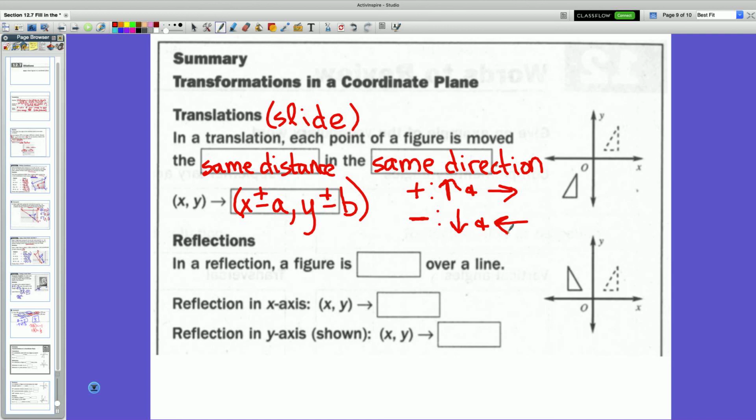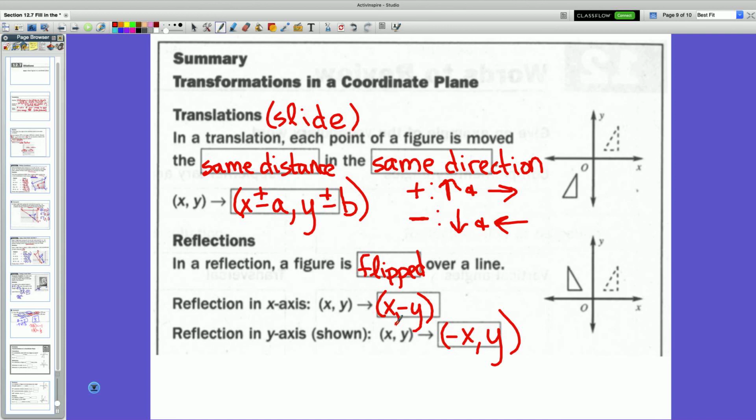Okay? Reflections then. So we learned about translations first, then reflections. In a reflection, a figure is flipped over a line. So we had those two rules. We had reflection over the x-axis: xy goes to x, negative y. And then for the y-axis, our x changed: xy goes to negative x, y. Okay, so those were our two rules for reflections.